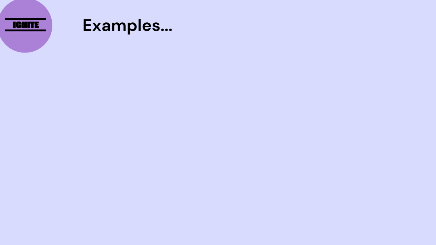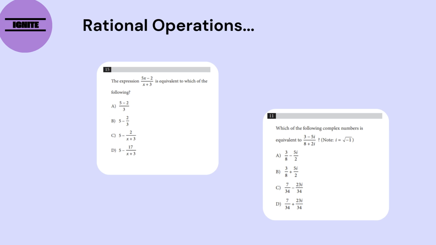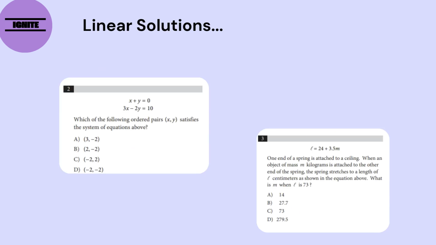Now, let's look at some examples of these questions I mentioned. The first one is rational operations questions. These questions are specific in the fact that they have expressions over other expressions, hence a rational expression. As you can see, we have 5x minus 2 over x plus 3 and 15, and we have 3 minus 5i over 8 plus 2i. Now, keep in mind that i can act as a variable in this case, and that's why it is classified as a rational expression.